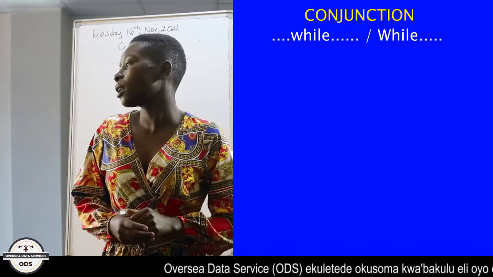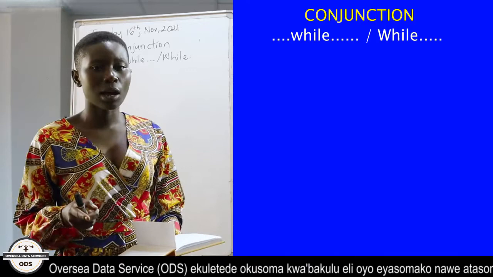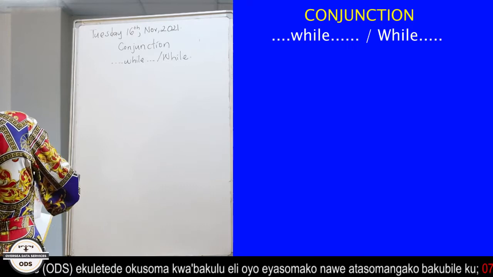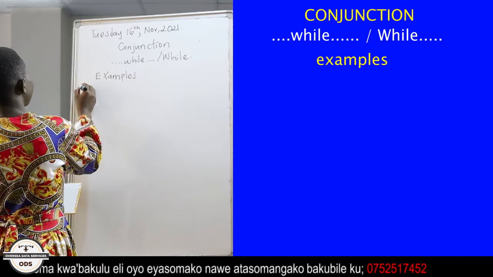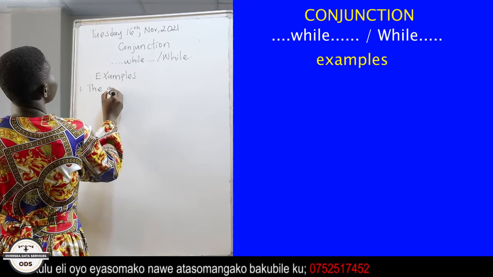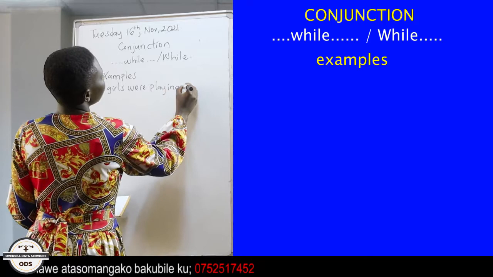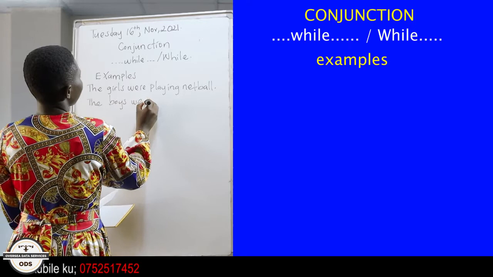Let us look at this example. We are first of all going to look at how we use "while" in the middle of a sentence. Examples. Number one: The girls were playing netball. The boys were playing football.